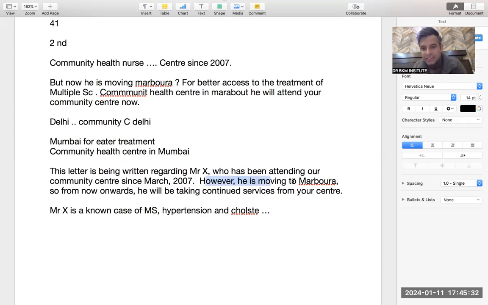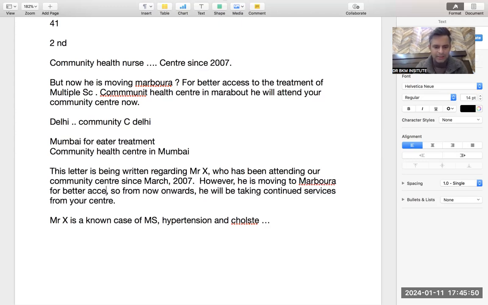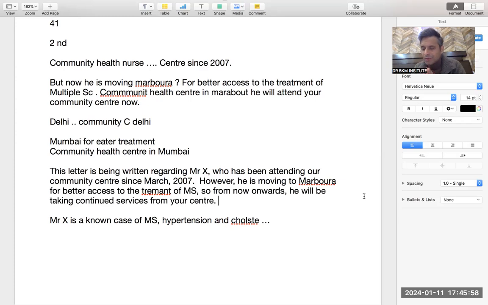The main purpose is that he is moving to your area. That is why he will be taking continued services from your center. That is the main point. So please understand these strategies, that rather than making it complicated, you just have to write: Marlborough for better access to the treatment of multiple sclerosis. That's it. Write only the key points. That is what I mean. We normally think we should write too much, but in OET we have to write less. That is what I'm trying to say by all this conversation.